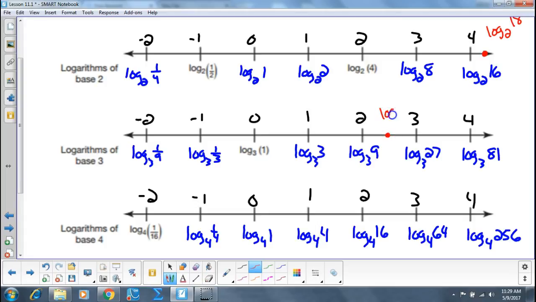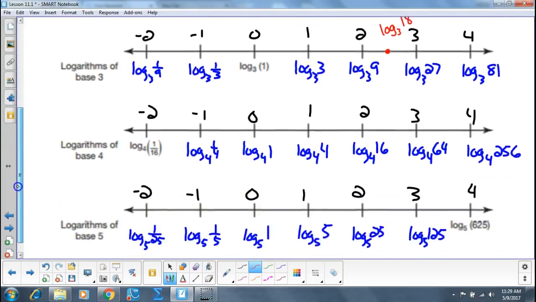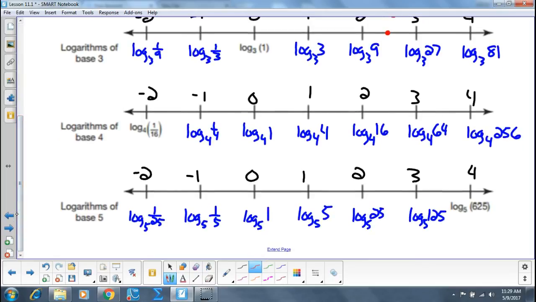Okay? Where do you think log base 4 of 18 would fall? Why closer to 2? Because it's not quite 64, but it's closer to 16. Because 18's close, it's 2 away from 16, right? And it's a lot more away from 64, right? So I would probably go a lot closer to 2, yep, than I would to 64.